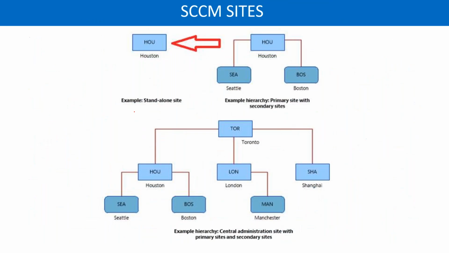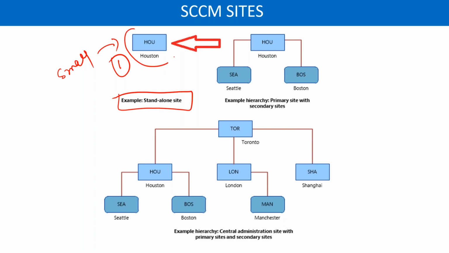Now I'll show you the architecture of SCCM. There are three architectural diagrams in this slide. First one is here. This is for small size companies. You install a standalone primary site. Suppose you have just one location, you don't have any branch offices, just one location in Houston, and all computers are located in that location. So you install a primary site, and that primary site will manage all the computers in Houston.